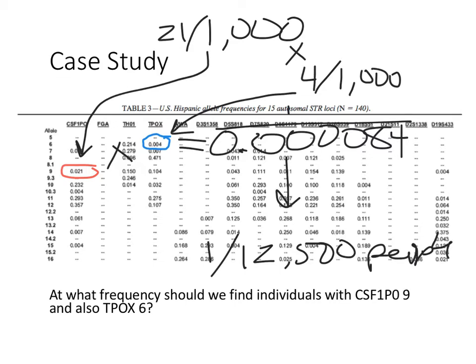It's even rarer, which shouldn't be surprising, I don't think. Hopefully that's intuitive. If you've got one rare thing and another rare thing, the chance of both of the rare things happening at the same time or being in the same person is even rarer.